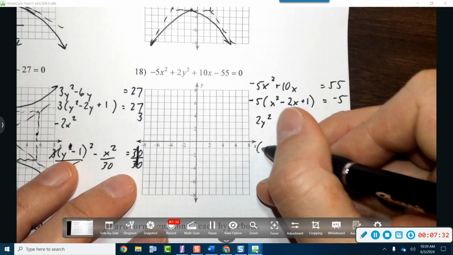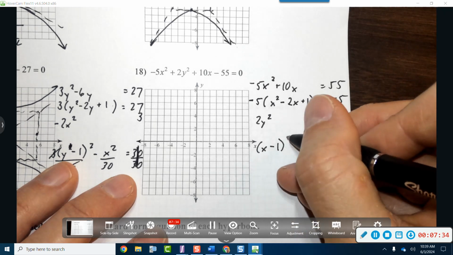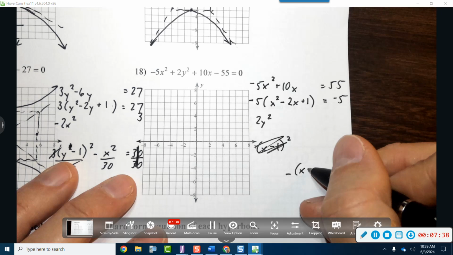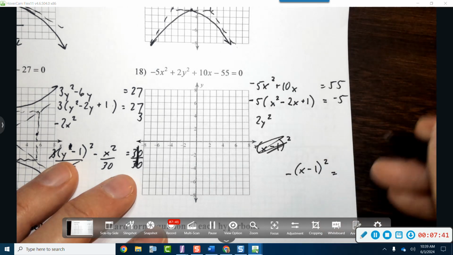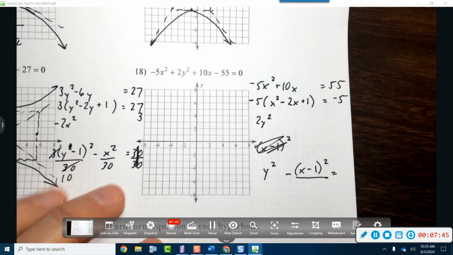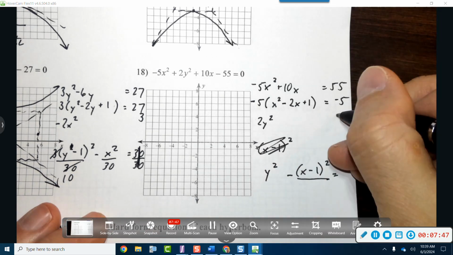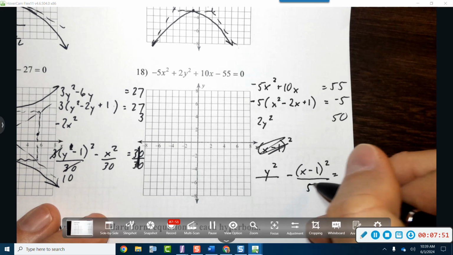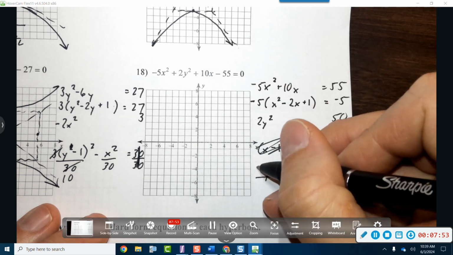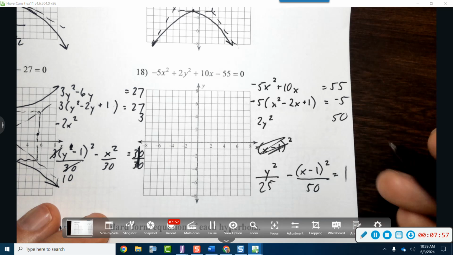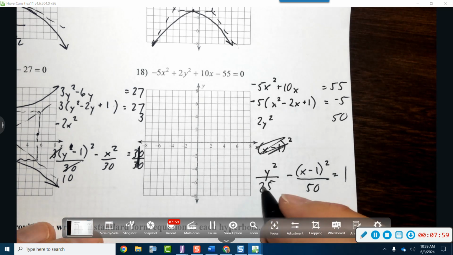So now our parentheses are x minus 1 squared, but he is negative, so we're going to have to put that on the other side here. X minus 1. And then this guy will just be y squared. So that was 50 over here. So if I divide this guy by 50, and that has a 2 over 50, that would be 25. Okay. So this is the square root of 50, and that's just going to be 5.